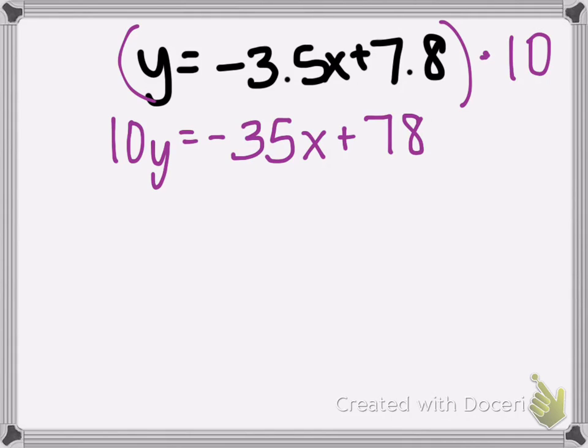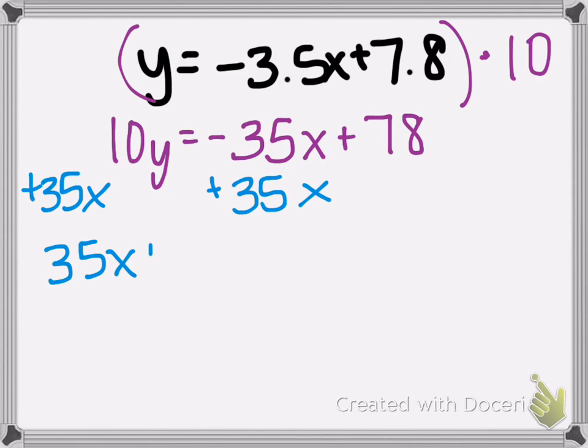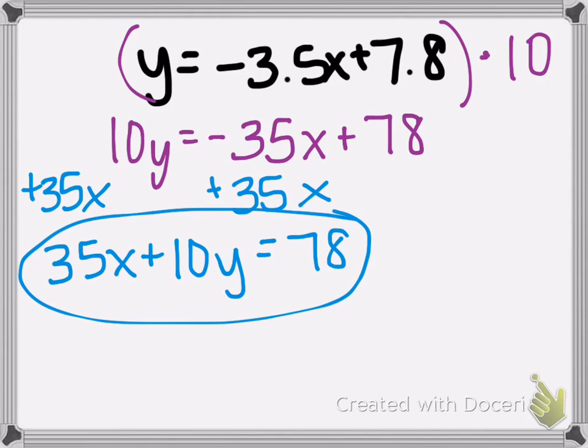Now that we're all at whole numbers, we're going to move that negative 35x to the other side of the equation by adding 35x to both sides. That leaves me with 35x plus y equals 78, and that's the answer.